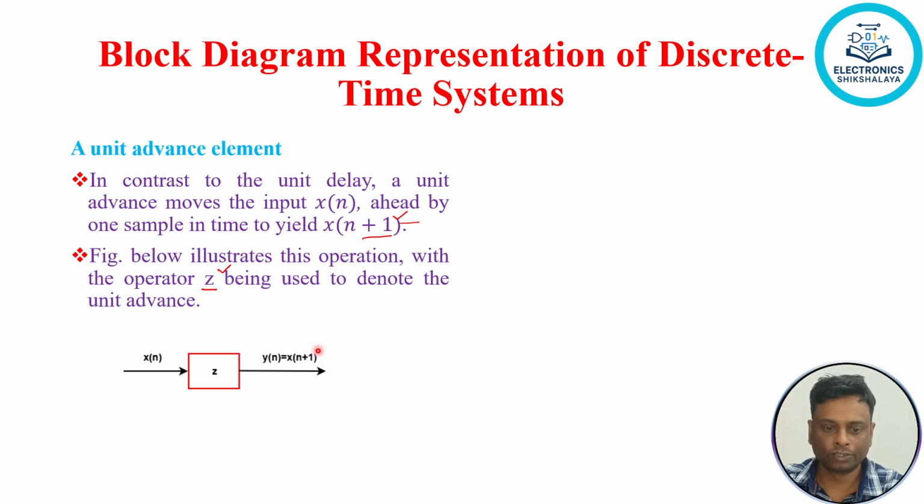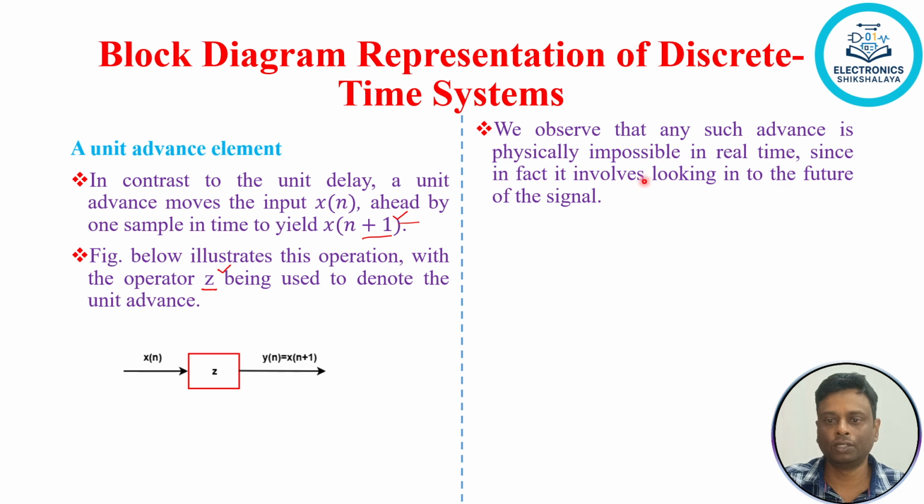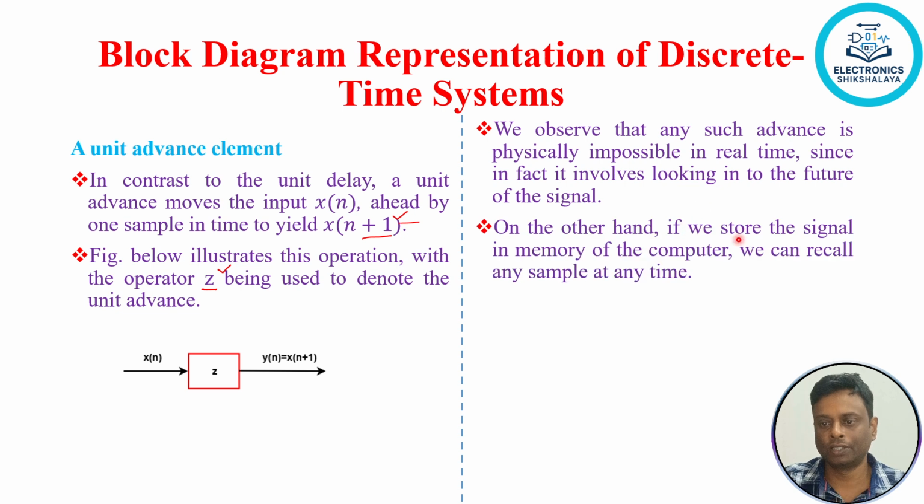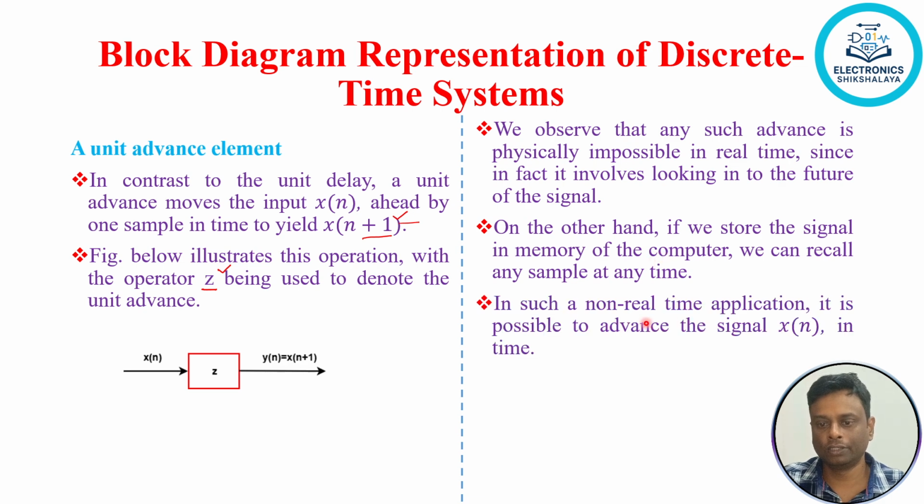Actually, it is not physically possible to advance the element, because it involves looking into the future of the signal. x of n plus 1 means you are looking into the future of the signal. But if you store the signal in the memory of the computer, we can recall it at any time. That is the meaning of the unit advance element. So it also requires some memory. In a non-real-time system it is possible to advance the signal in time, but in practical physical systems it is not possible.